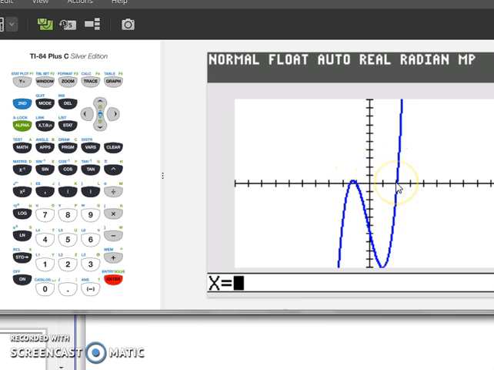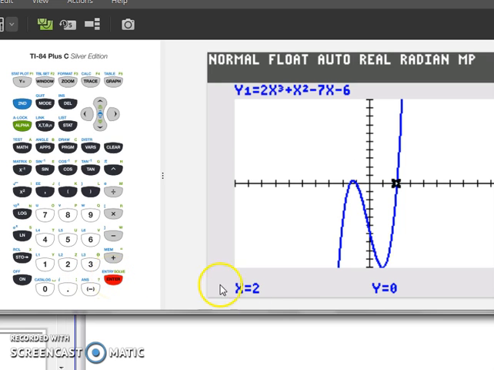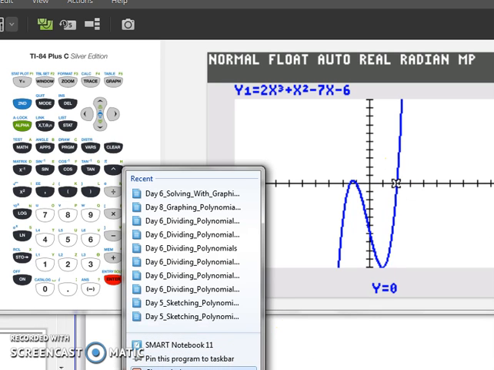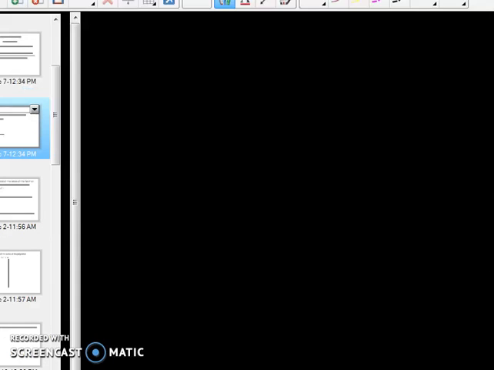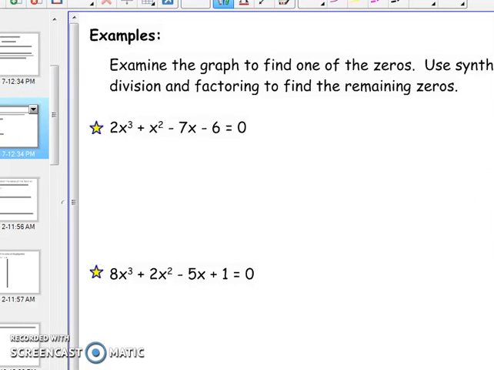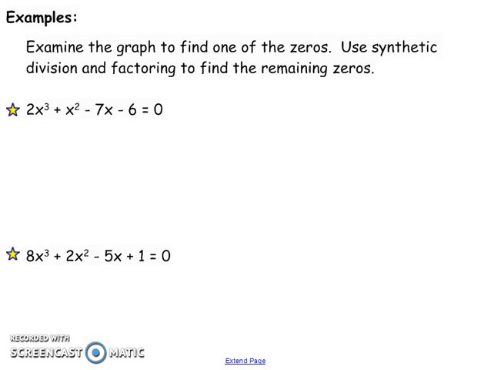So if I want to make sure that it indeed does cross through x equals 2, I could type in 2 for x, and if that is an x-intercept, my y value should be 0. So if I hit enter, it's going to tell me 2, 0 is my point. So as long as I have y equals 0 here, I can use that number. So we're going to go back to our function, and we're going to use x equals 2, because that we got from our calculator.